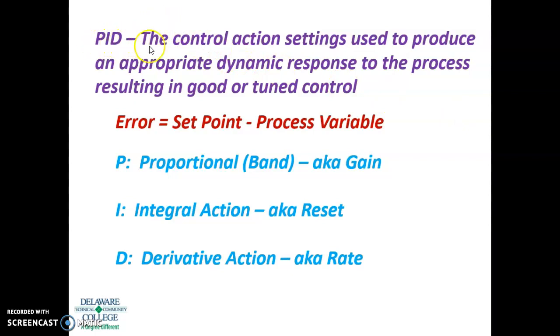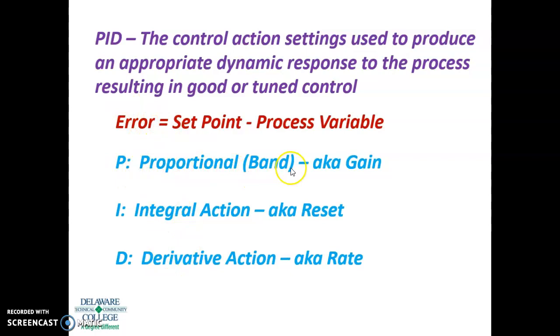So P, I, and D, the control action settings, these are the algorithms used to produce an appropriate dynamic response, meaning controlling the valve, to the process, resulting in good or tuned control. Generally, we have instrument engineers who will tune the controllers, but we are learning in this class and the next class that you can actually do that yourselves. You'll be learning how to do that. So the error is called the set point minus the process variable. You read those two and then there's an error. The error is then fixed by these three ways.